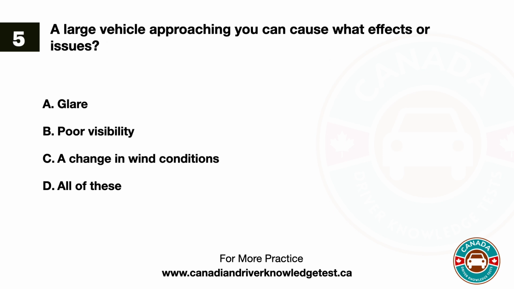Question 5. A large vehicle approaching you can cause what effects or issues? A. Glare. B. Poor visibility. C. A change in wind conditions. D. All of these. The answer is C. A change in wind conditions.